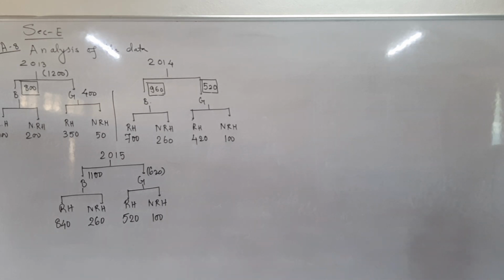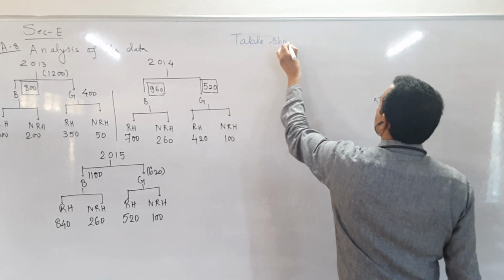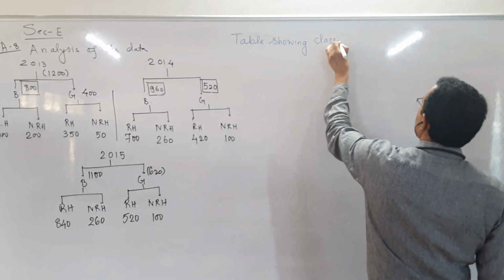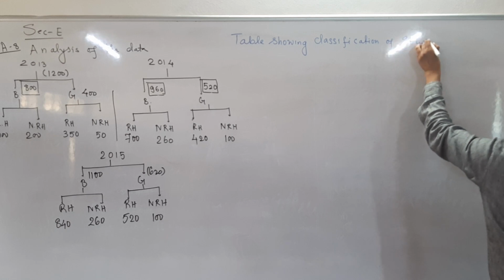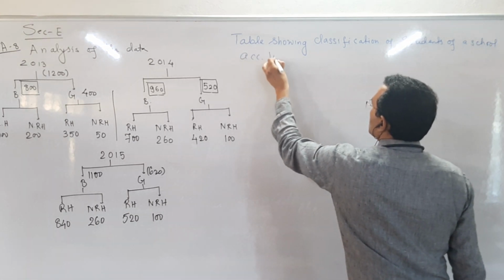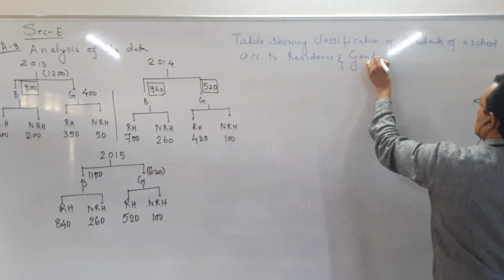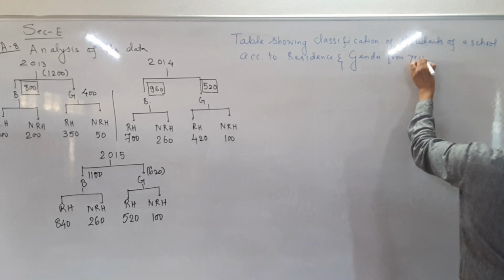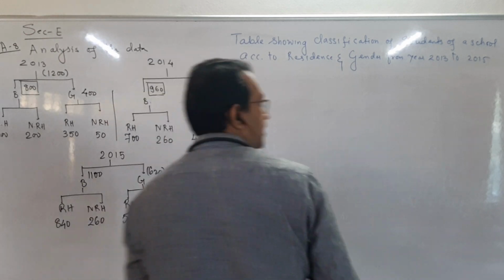Now finally we have to prepare the table. So table showing classification of students of a school, you can say according to the residence and gender, from year 2013 to 2015. 3 years will definitely come in the first column.